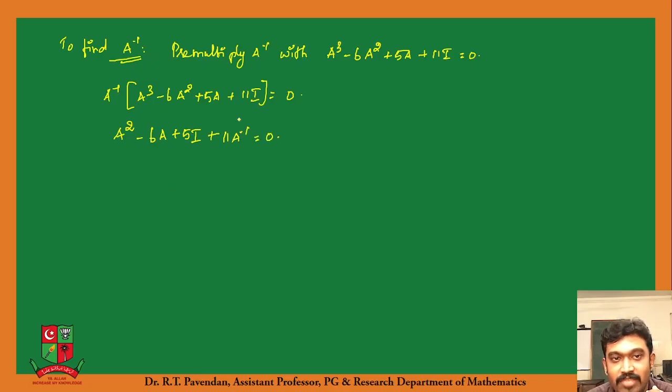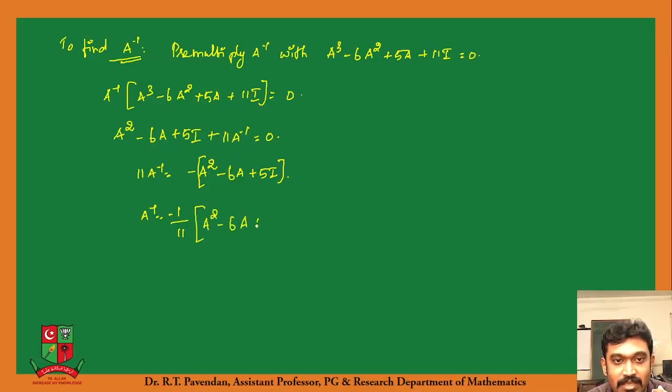So we need the value of A inverse alone. Let me take the other values to the other side. So 11 times A inverse is equal to minus of A square minus 6A plus 5I. We need A inverse, so let me take this 11 to the other side: minus 1 by 11 times A square minus 6A plus 5I. We know the value of A square. We just have to multiply 6 with the given matrix A to get minus 6A, and add that with 5I. That's it. Let me move on to the next slide.